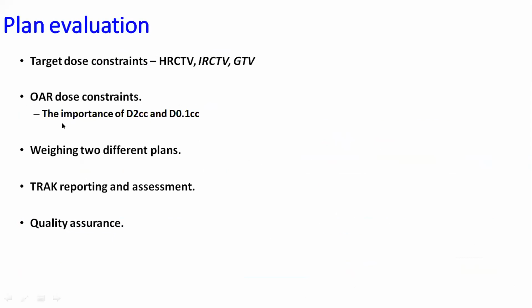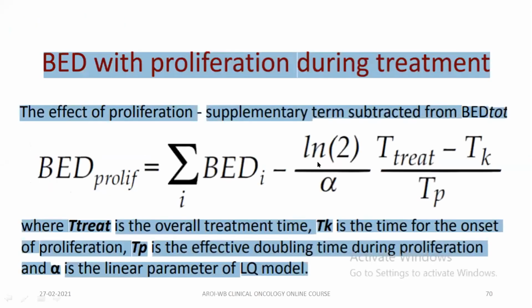We have dose constraints to the organ at risk, right? The rectal wall and the bladder wall and the sigmoid colon, where we see the 2 cc and 0.1 cc and even the 5 cc doses. We see different plans side by side. You can do 2-3 plans and choose your plan. You have to report, track and QA.